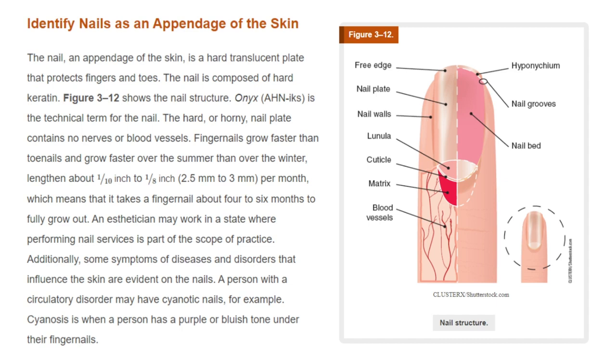An esthetician may work in a state where performing nail services is part of the scope of practice. Additionally, some symptoms of diseases and disorders that influence the skin are evident on the nails. A person with a circulatory disorder may have cyanotic nails, for example. Cyanosis is when a person has a purple or bluish tone under their fingernails.